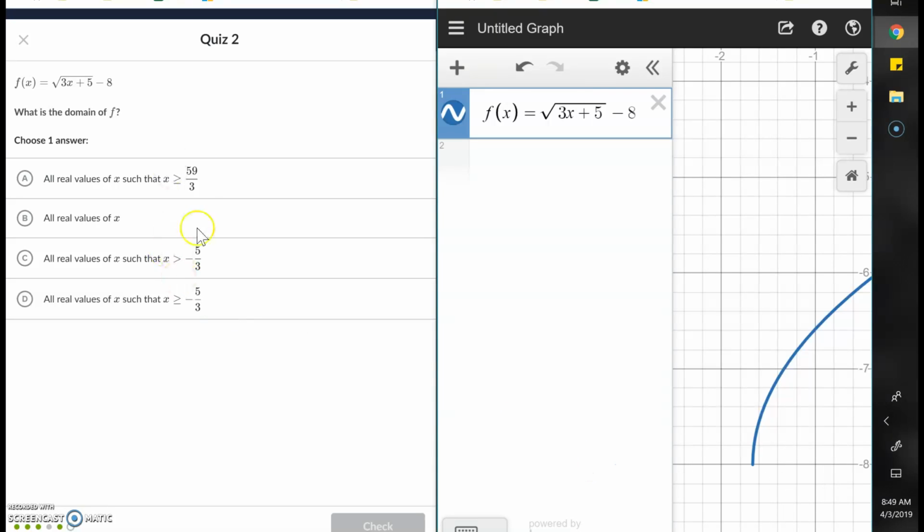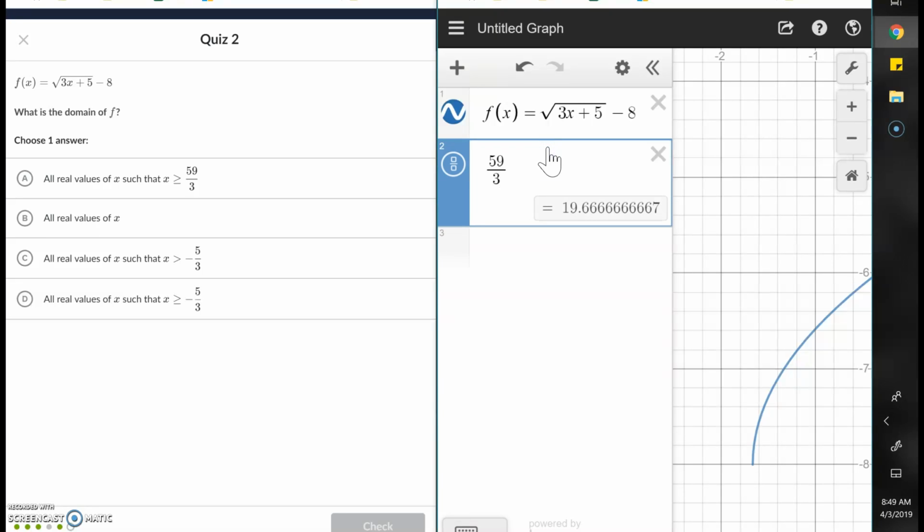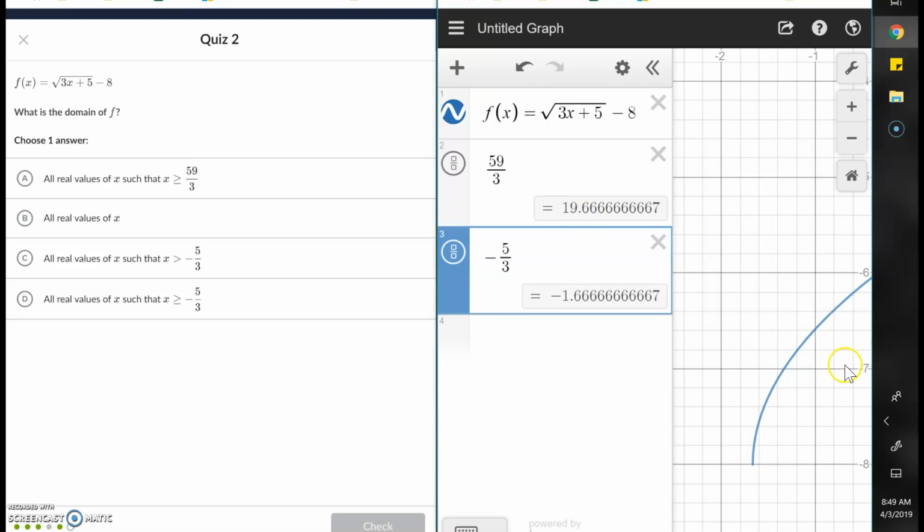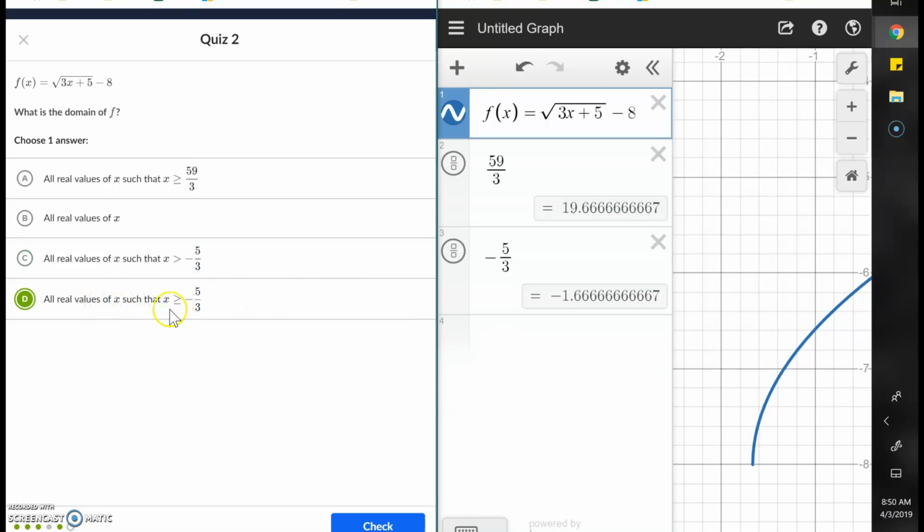-1.644. I want to identify which of those decimals gives me that. So 59 divided by 3, that's 19. -5 divided by 3, that's -1.6. That's what we're looking for. -1.6. Cool. And it's always going to be the equal to.